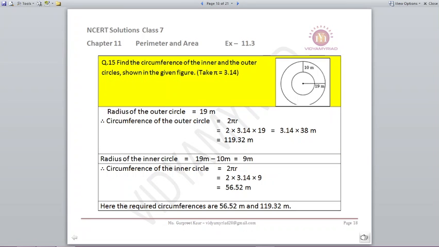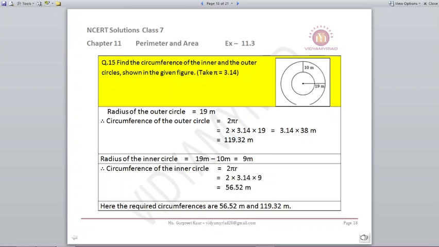Question number 15. Find the circumference of the inner and the outer circles shown in the given figure. Pi is 3.14. Now if you see, we have the width of the path given as 10 meters, and the outer radius is given to us as 19 meters. Now we know the outer radius, so we know the circumference is 2 pi r. So 2 into 3.14 into 19 gives us 119.32 meters.